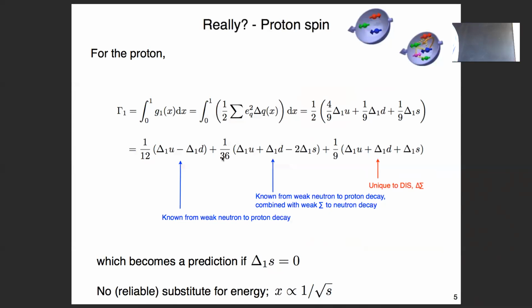And the other insight, just over projection, so gamma 5 matrices if you wish, they both come from electroweak decays of neutrons and hadrons. Okay, so how does this totally come about? If you set this term to 0, these are identical and you have a prediction. Great, fantastic. In all of this, you need to integrate down to 0, and there's just no substitute for energy in the end. The lower value of x matters. It goes as 1 over square root of s, as most of us know, but we often like to forget it in the sense of our extrapolations.